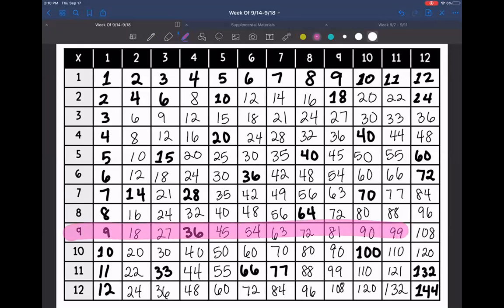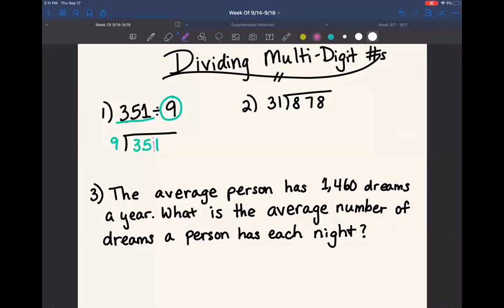Now I can go back to my times tables. Here are my 9s. Do I have anything equal to 35, or what is close to 35 without going over? 27, which is 9 times what? 3. So I'm going to put 3 up here. This is 9 times 3, which is 27. And now I'm going to do my subtraction. Remember that division always has subtraction, because division and subtraction work hand in hand.